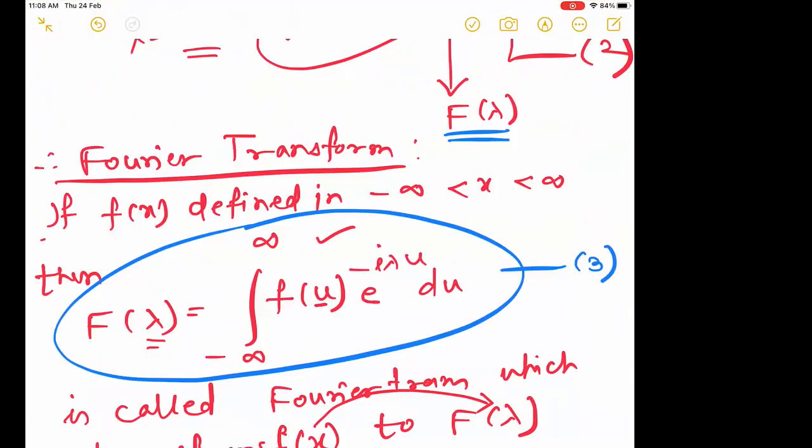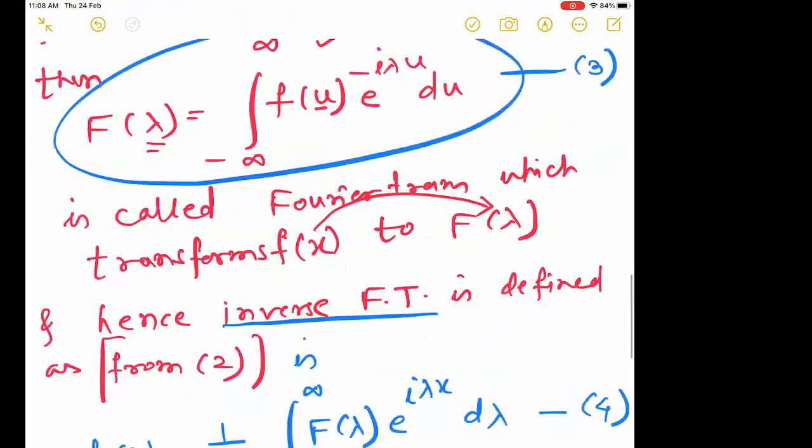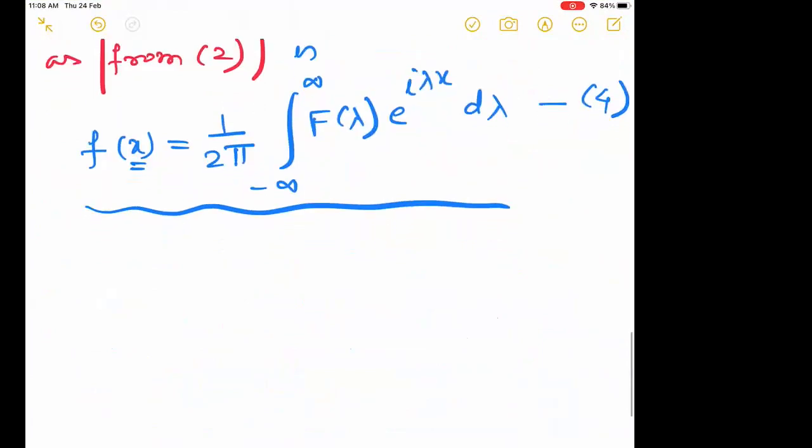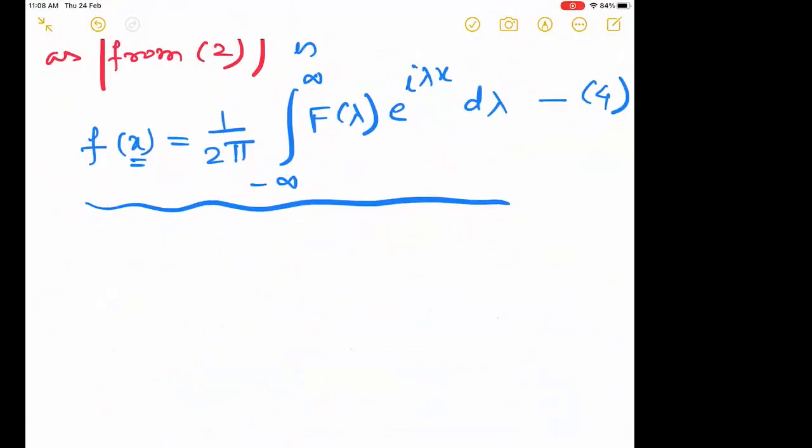Yes, madam. So equation 3 is for the Fourier transform. Equation 4 is for the inverse of the Fourier transform. So you only have to see these two definitions. You have to concentrate, and based on that we are going to solve the examples, where you have to find the answer for the transform.